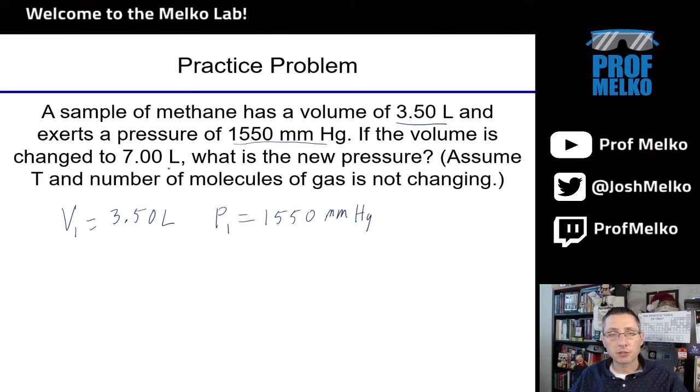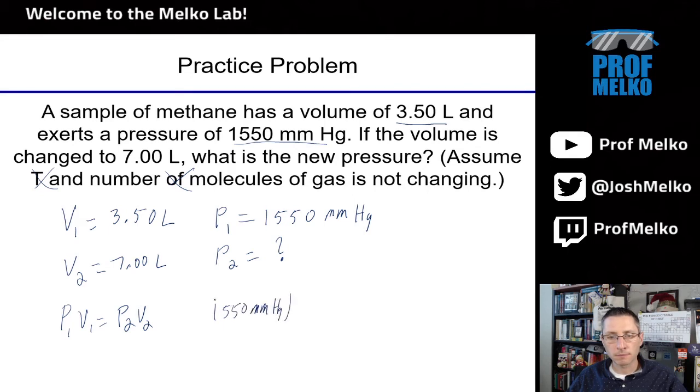If the volume is changed to 7 liters, this is a new volume, V2. What is the new pressure? So now I've identified each of the things given and what I want. I'm not worrying about temperature or number of molecules. I must need a formula that relates volume to pressure. That is Boyle's. Boyle's law says P1 V1 equals P2 V2. So now we take this formula and just plug in the numbers. P1 is 1,550 millimeters mercury. Multiply that by V1, 3.5 liters.